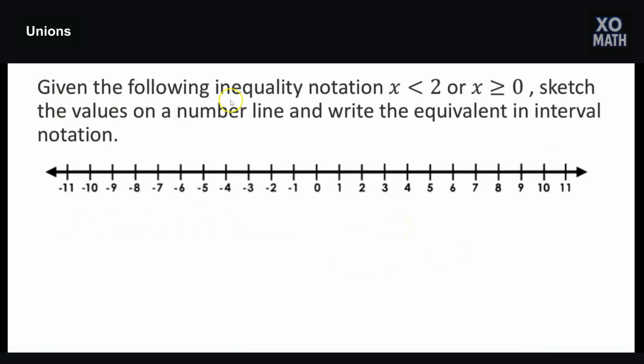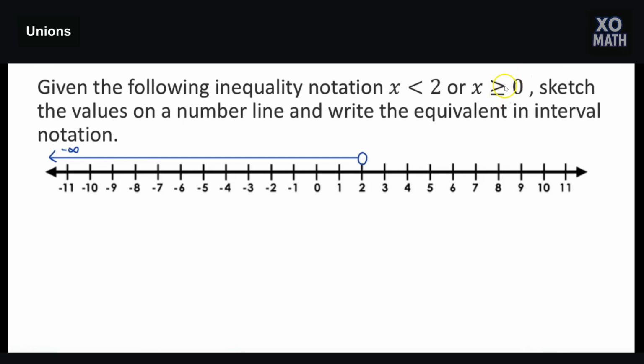In this example, we're given the following inequality notation. x is less than 2 or x is greater than or equal to 0. We want to sketch the values on a number line and write the equivalent in interval notation. So we'll start with the inequality x is less than 2. We're going to go to the x value 2 and put an open circle since we're strictly less than 2, and we're going to draw a line extending towards negative infinity.